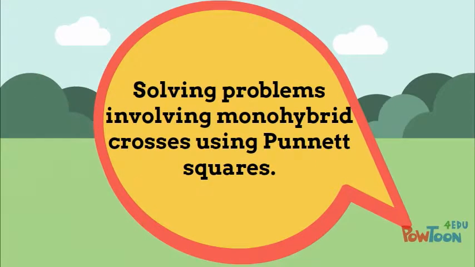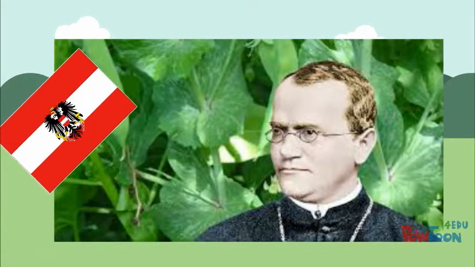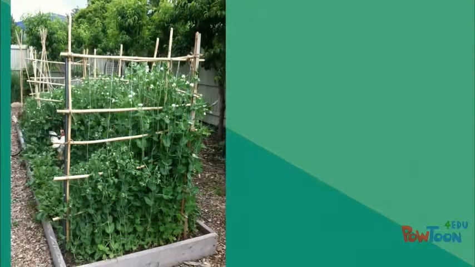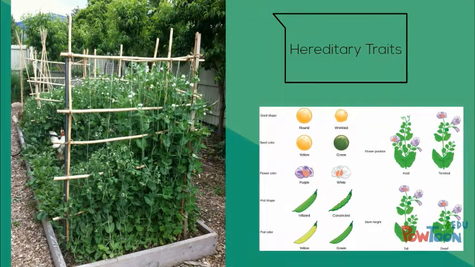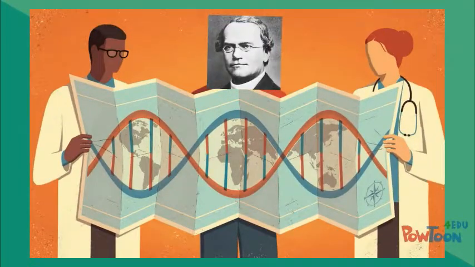Solving problems involving monohybrid crosses using Punnett squares. Gregor Mendel was an Austrian monk who, through experimentation in his garden, discovered the hereditary traits which were passed on to the offspring. He is now considered a pioneer in the field of genetics.